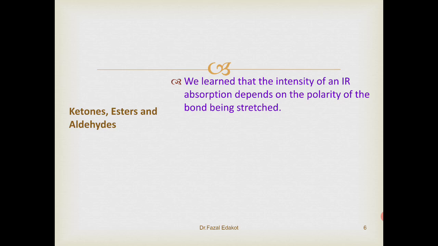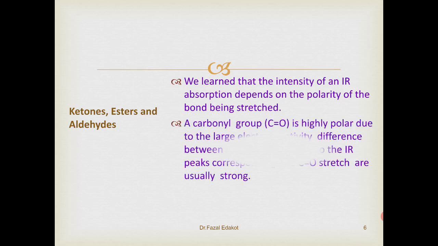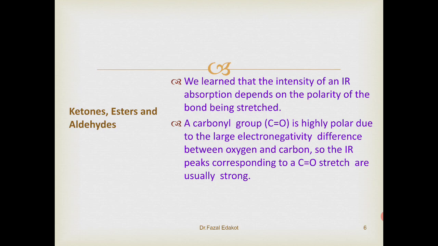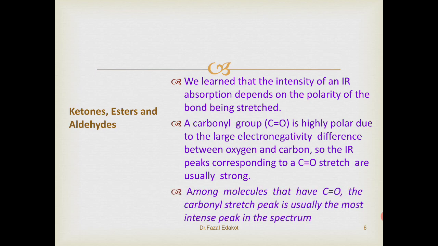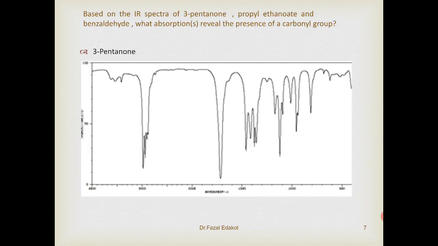We learned that the intensity of the IR absorption depends on the polarity of the bond being stretched. And the carbonyl group is highly polar due to the large electronegativity difference between oxygen and carbon. So the IR peaks corresponding to the CO stretch are usually strong. Among the molecules that have CO, the carbonyl stretch peak is usually the most intense peak in the spectrum.